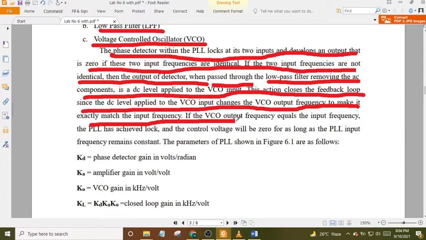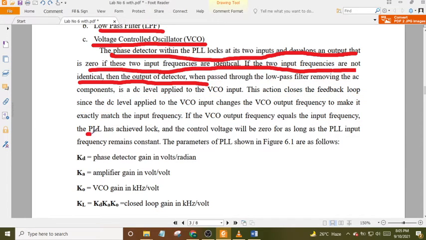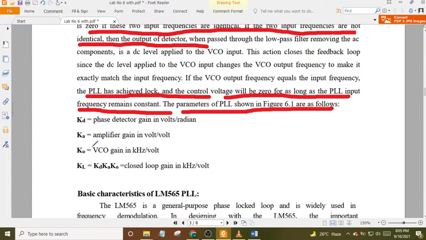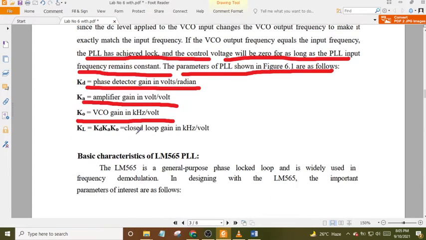If the VCO output frequency equals the input frequency, the PLL has achieved lock and the control voltage will be zero for as long as the PLL input frequency remains constant. The parameters of the PLL shown in figure 6.1 are as follows: KD equals phase detector gain in volt/radian, KA equals amplifier gain in volt/volt, KO equals VCO gain in Hertz/volt, KL equals KD KA KO equals closed loop gain in Hertz/volt.